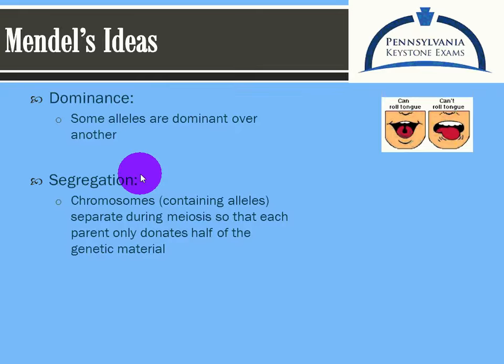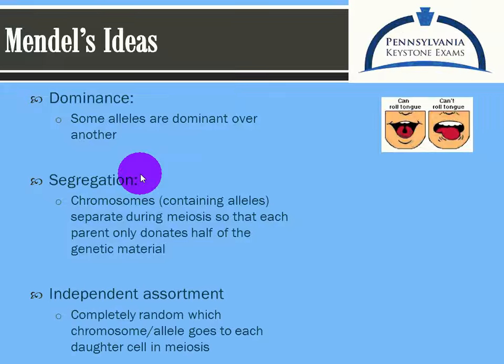Mendel also talked about the idea of segregation. Segregation is similar to separation. What this means is during meiosis, chromosomes are going to separate so that each parent only donates half of the genetic material. You want two haploid cells to come together to turn into a regular diploid cell, which will make that individual up. There's also the idea of independent assortment.